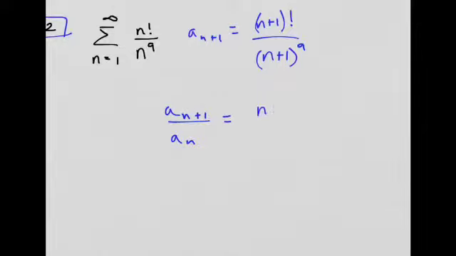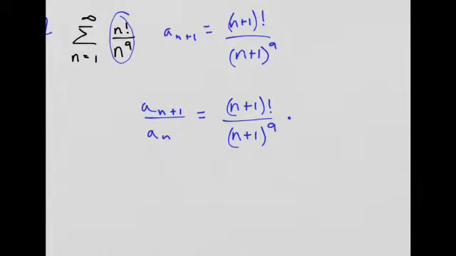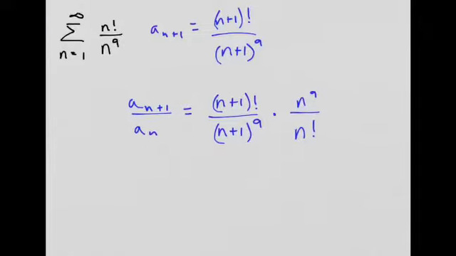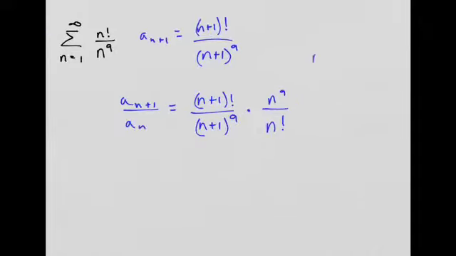So it'll be n plus 1 factorial divided by n plus 1 to the 9th times the regular sequence. Here we go. n to the 9th over n factorial. So what do we have here? Well, this is actually what I wanted to point out.